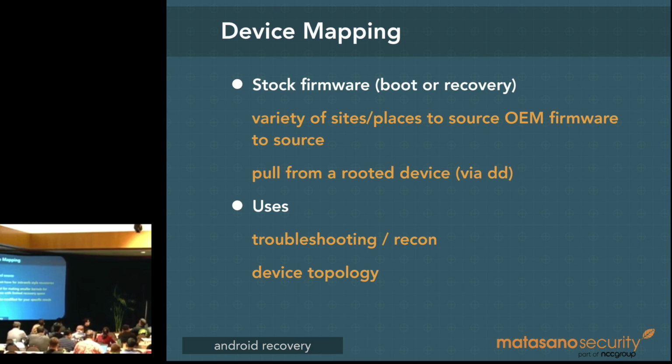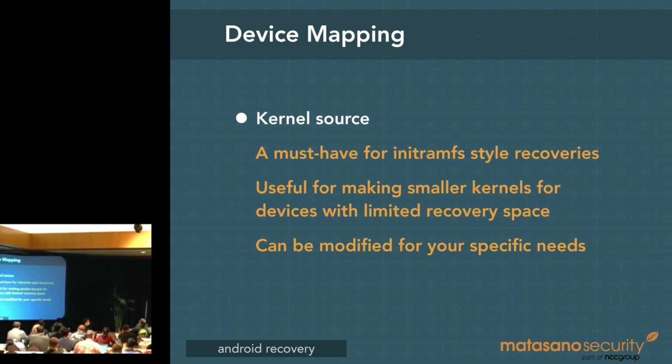And of course, the kernel source I just mentioned, you basically have to have this for initramfs style images. It's also really useful for making a kernel smaller. For example, many older devices only gave you like 5 megabytes for recovery. So if you're trying to build something fully featured and add a lot of interesting binaries for whatever you need it to do, you're not going to have a lot of space on these older devices. So if you have the kernel source, you can whack out a bunch of stuff you don't need for recovery to make that outputted zImage smaller so that you can fit more of your own tools in the RAM disk. And these can obviously be modified for anything you need to do, so that's also helpful.